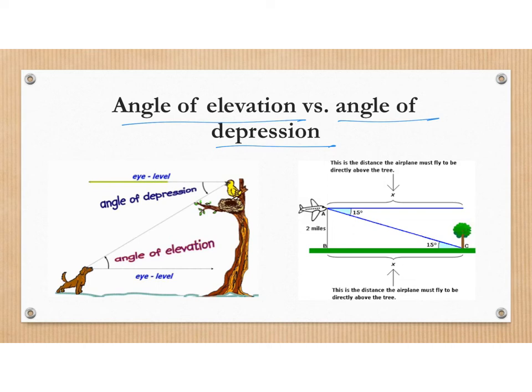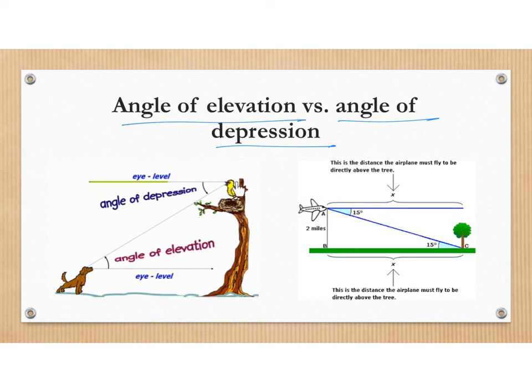So the angle of elevation, think elevation going up, is when I take a point, such as this dog here, and I look at the dog's eye level, or I draw in the dog's eye level. And then we think about that dog looking up at something, such as this bird. So the angle from the eye level up to the bird is known as the angle of elevation.